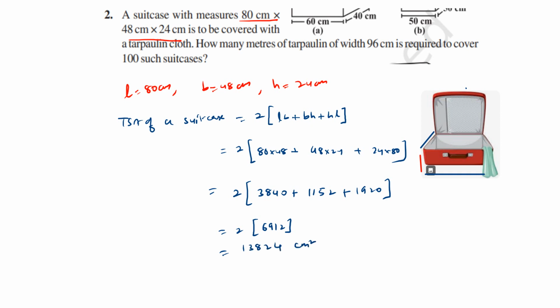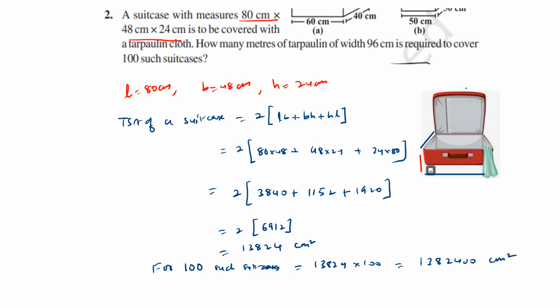Now, this is for 1 suitcase. But he wanted to do it for a hostel course, for a number of students he is going to give suitcases to. So how many suitcases? For 100 such suitcases, it will be 13824 into 100, that will be 1382400 centimeters square.